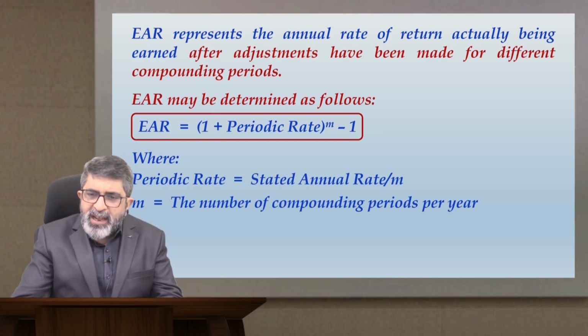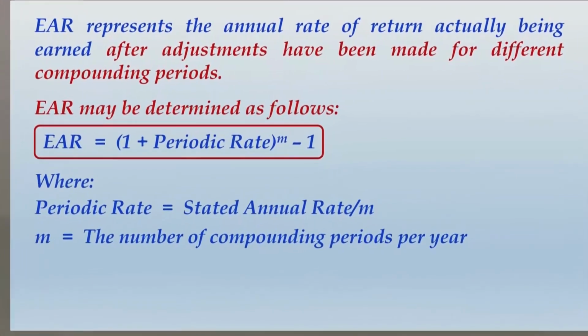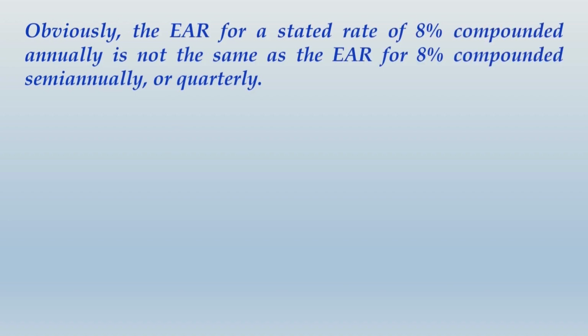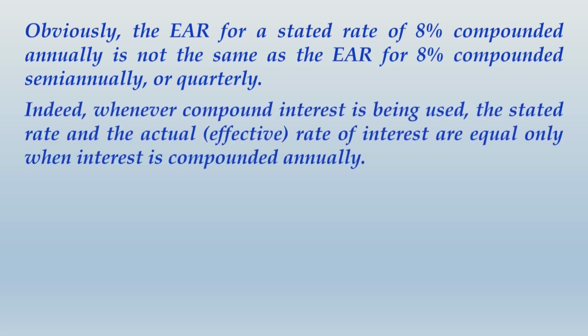Now let us move ahead and write something more about effective annual rate. So please continue writing. Obviously the EAR for a stated rate of 8% compounded annually is not the same as the EAR for 8% compounded semi-annually or quarterly. Indeed, whenever compound interest is being used, the stated rate and the annual effective rate of interest are equal only when interest is compounded annually.